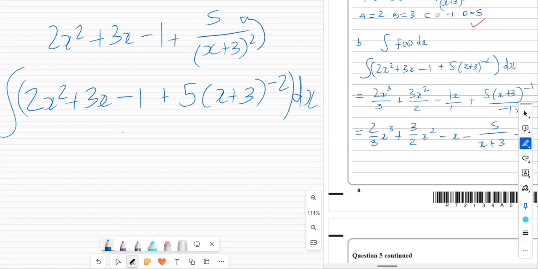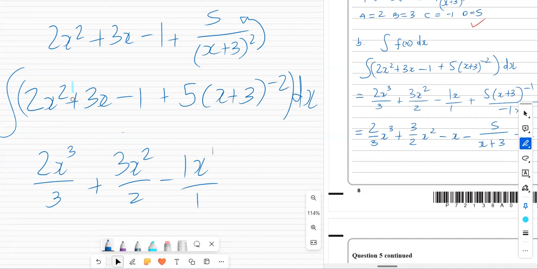First one, you add 1 to the power, and then divide by the new amount. Okay, so let's do it. So it'll be 2x cubed over 3 plus 3x squared over 2 plus, just to keep the pattern going, I'm going to go minus 1x to the 1 over 1, just for those who are still struggling with that.